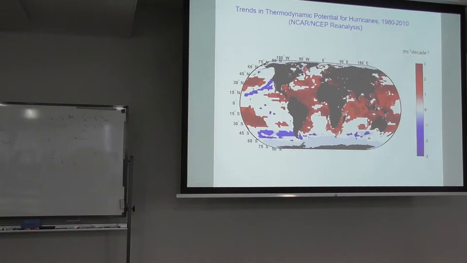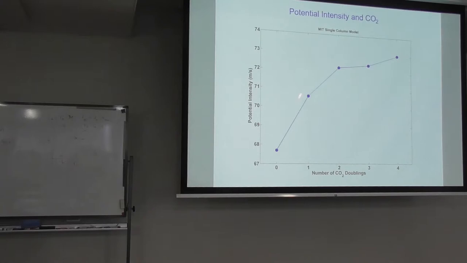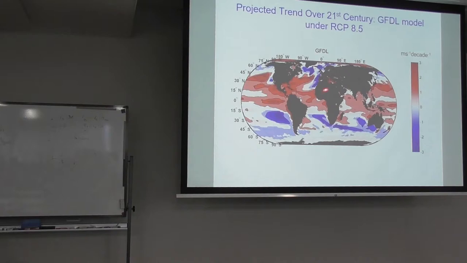And the reason, we think, is because it's already so hot in the deep tropical Pacific that you're already up pretty far on this curve, and further increases in carbon dioxide really can't change the potential intensity anymore. This is a projection of potential intensity changes from a particular climate model under emission scenario 8.5, which is a very high-end emission scenario. But it's the same kind of pattern you see in the Pacific, that the changes, at least in the North Pacific, are mostly subtropical and not tropical trends.